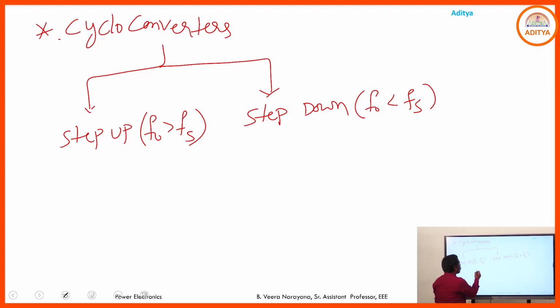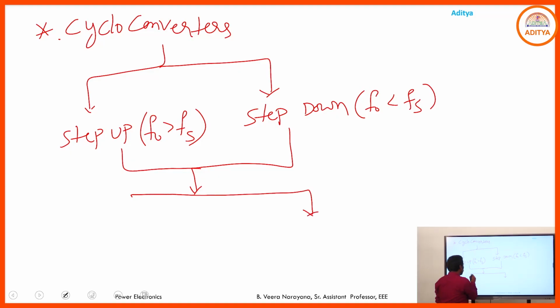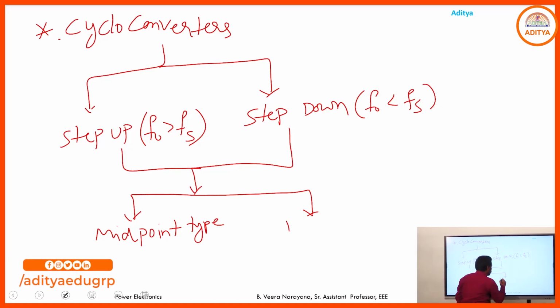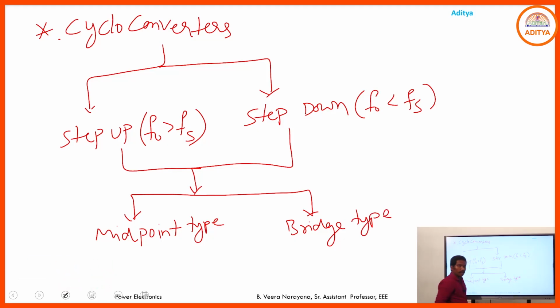And depending on the circuit configuration, both step-up cycloconverter and step-down cycloconverter together are classified into two types. Those are midpoint type step-up cycloconverter or midpoint type step-down cycloconverter. And second one, bridge type, either step-up cycloconverter or bridge type step-down cycloconverter.